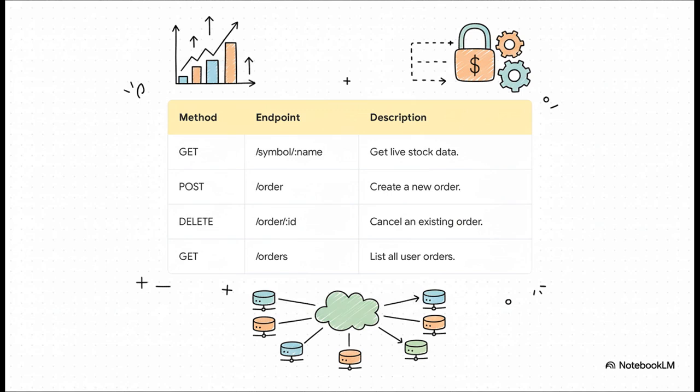And this is the front door I was talking about. This is our API. It maps directly to what our users need to do. Want to get the latest price for a stock? That's a GET request. Ready to buy? You post a new order. Change your mind? You delete it. Want to see your history? You guessed it, another GET request. This is the simple contract our app on your phone uses to talk to all the powerful machinery in the background.